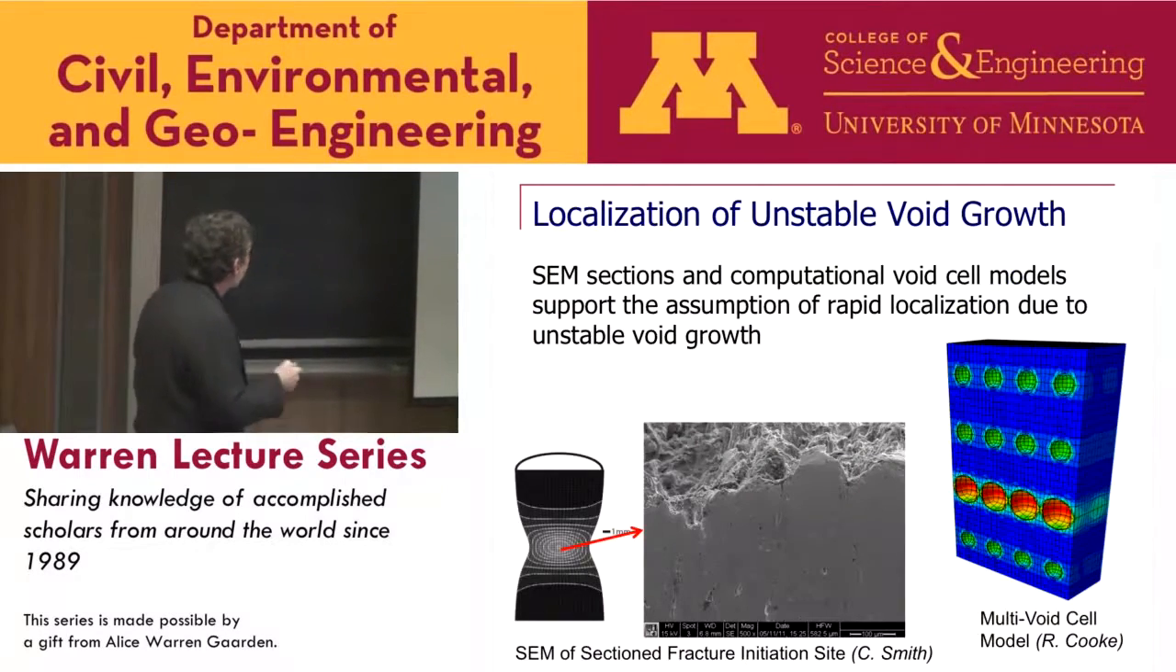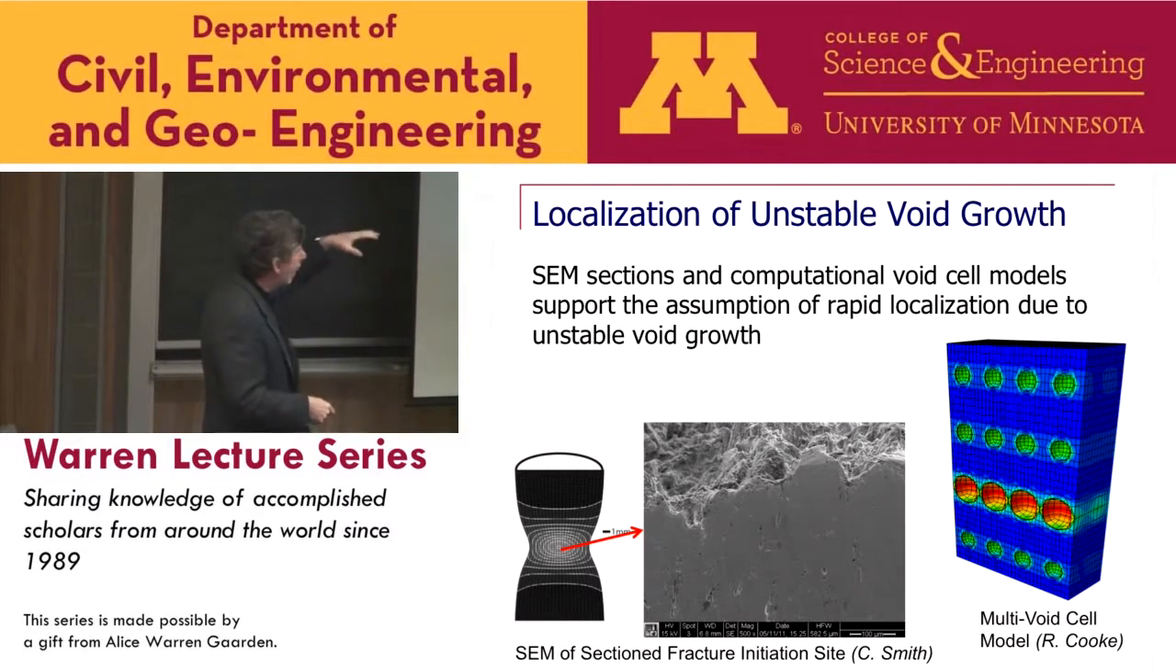We've done studies, and others have looked at this. This is another one of those tension bars after it's fractured, and we took a piece of the steel, and this is the fracture surface. The one I mentioned before, if you look down at the surface, you'll see something like moon craters. These are the voids, and this is the material below that. And by the way, on the right side, this is a computational void cell model, a finite element model where we put in voids.